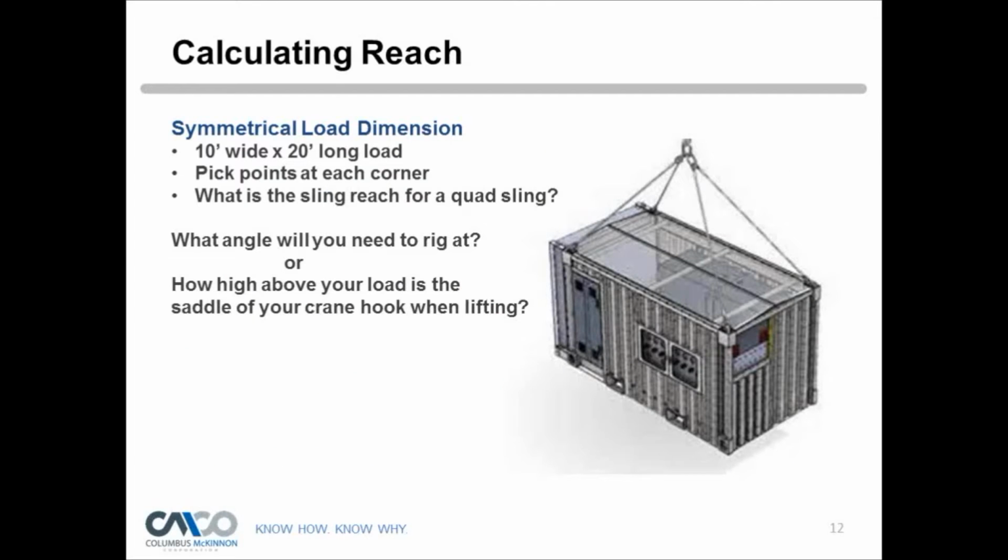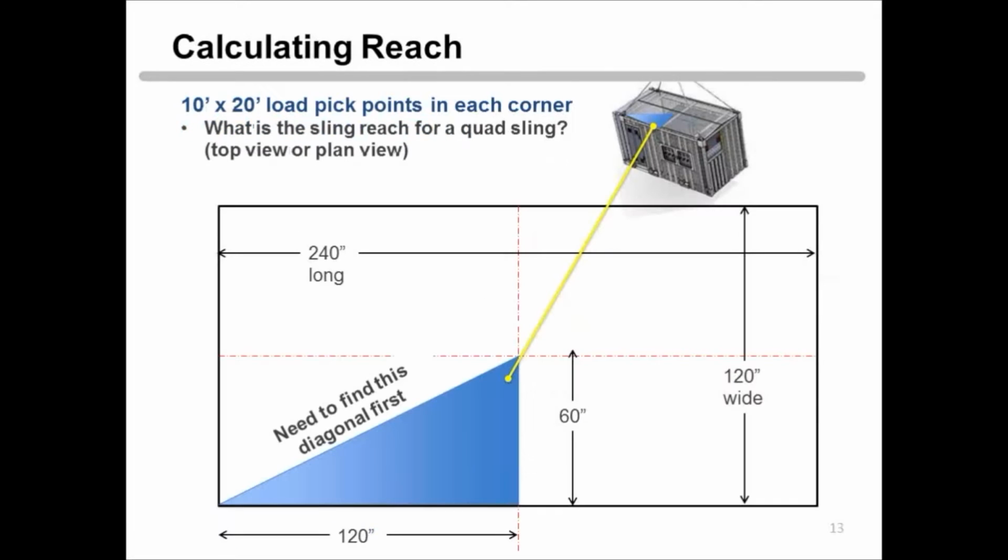So let's start off, and we're going to talk for this webinar about a symmetrical load, and that load is 10 foot wide by 20 foot long, and there's a pick point in each corner. And what is the sling reach for a quad sling? And so there's a question. I usually will get someone that calls me with those parameters, and I'll have to ask a couple more questions in order to calculate for them. And so the first one is, do you know the angle at which you want to lift, what angle those slings need to be at? Or the other question, which is very important, is how high does that crane hook need to be above the load? And then from there I can figure out the reach. So one of the two I need to know before we start.